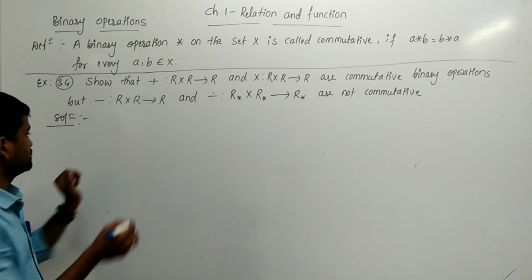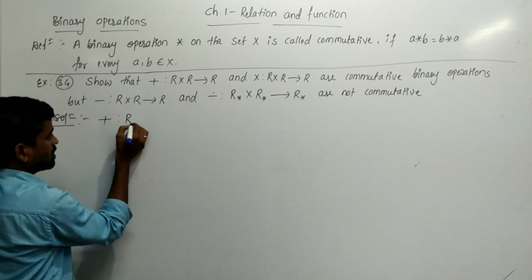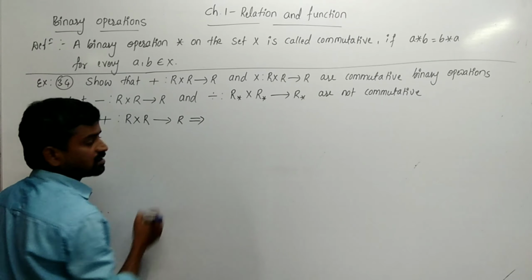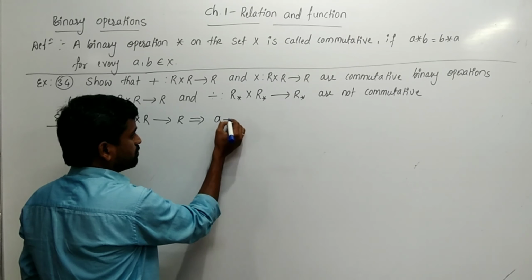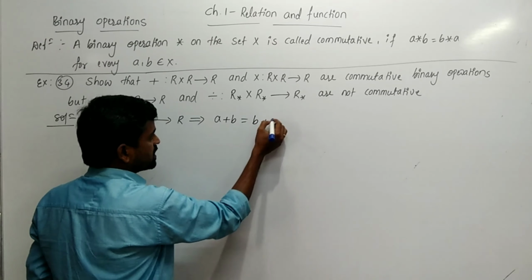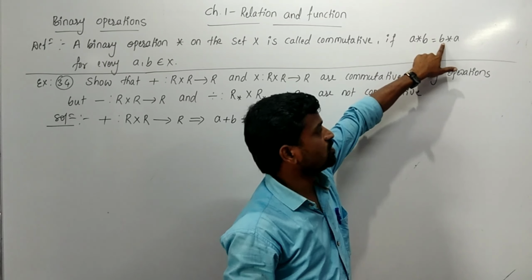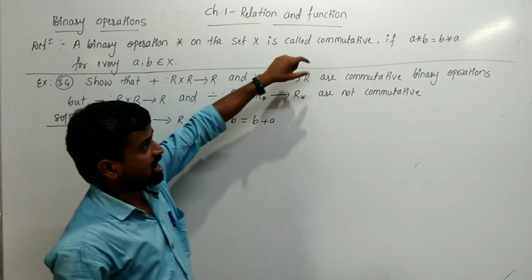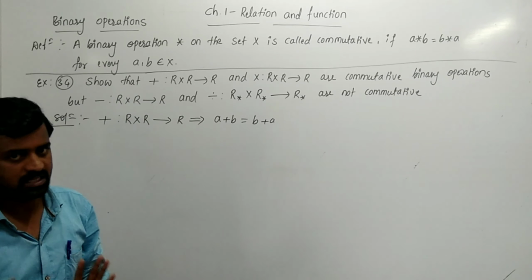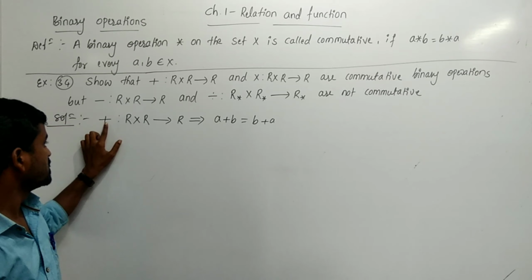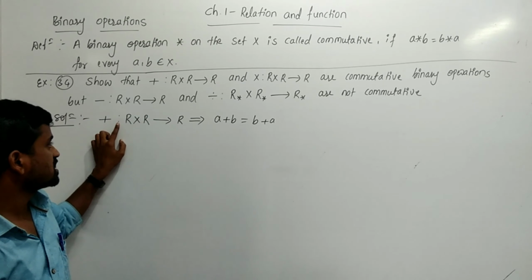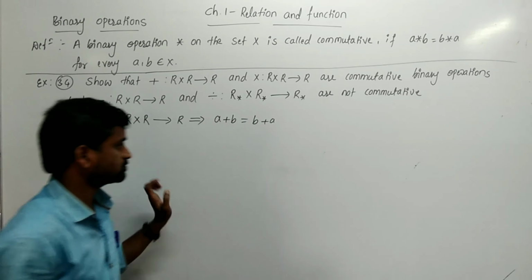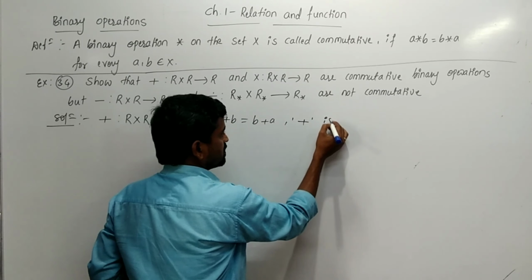First one here, addition, plus, from the Cartesian product of real numbers to real numbers implies A plus B equals B plus A. Commutative law: A star B equals B star A. The star is on addition, a binary operation from R cross R to R. Plus is commutative.